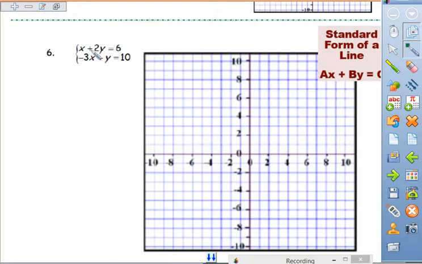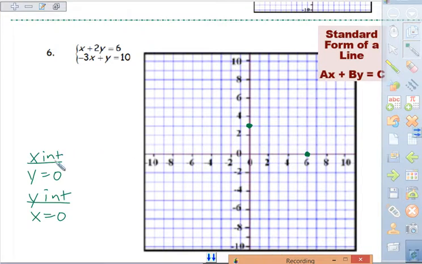So looking at the top equation, I'll graph that in green. If we cover up, 2 times what is 6? 3, so that means our y-intercept is at 3. And then if I cover up my y value, x is equal to 6. So that's my x-intercept.